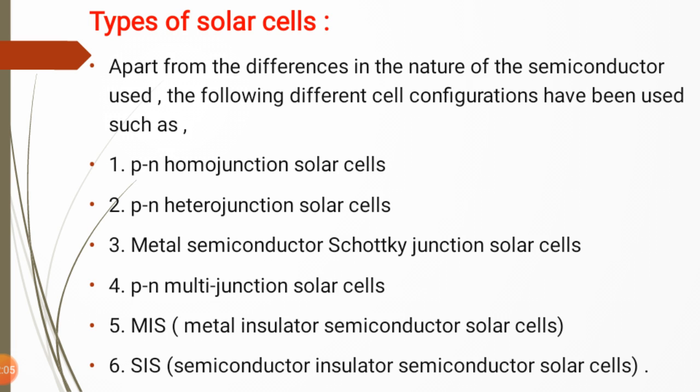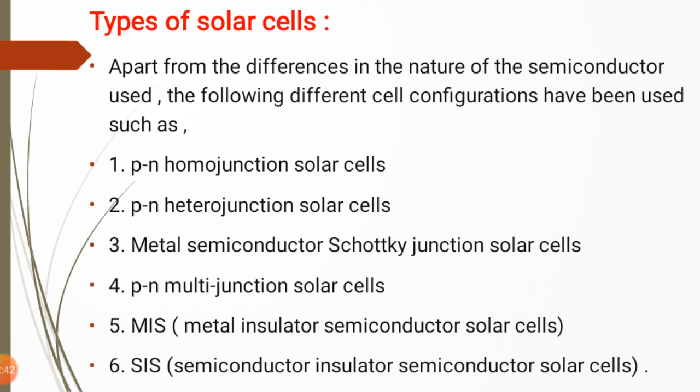In the first type, the p-n homojunction solar cells, p and n type semiconductor materials are used for the construction of the solar cell, and the junction between these semiconductor materials is a homojunction. That means the material on both sides of the junction is the same, and in a heterojunction the material near the junction is different.